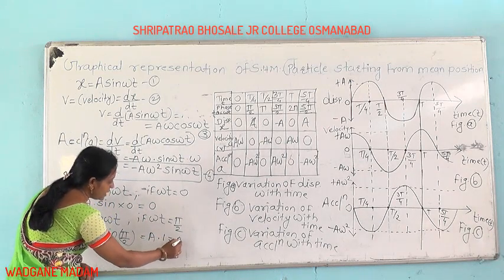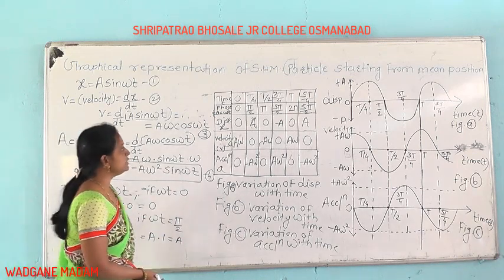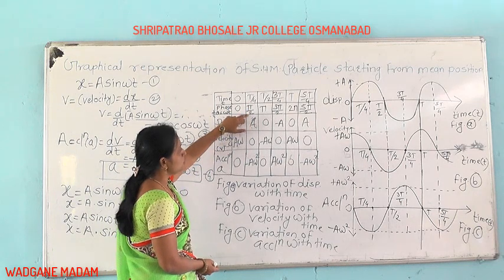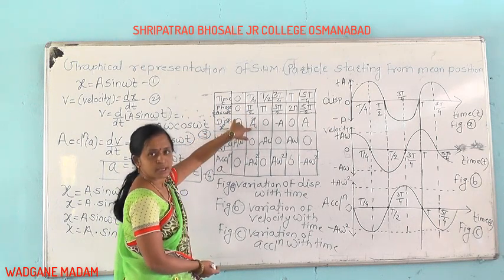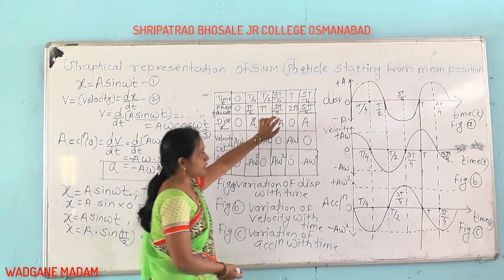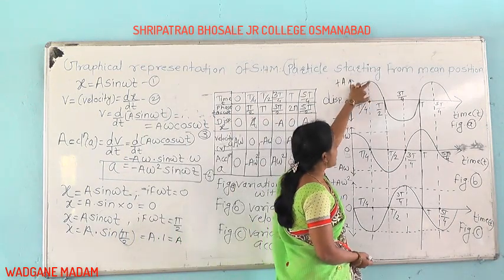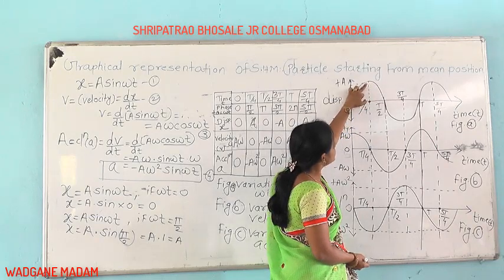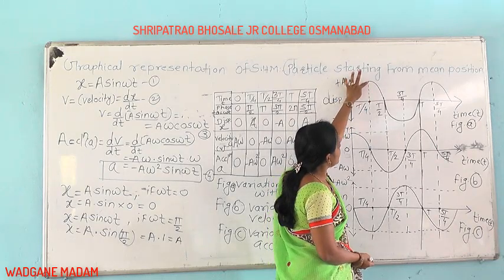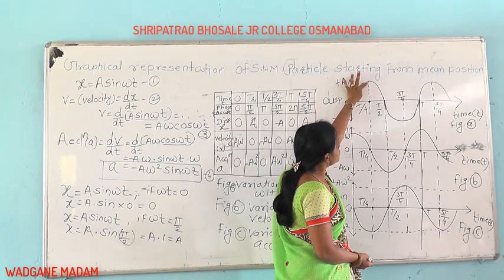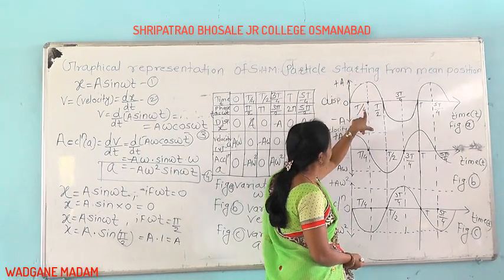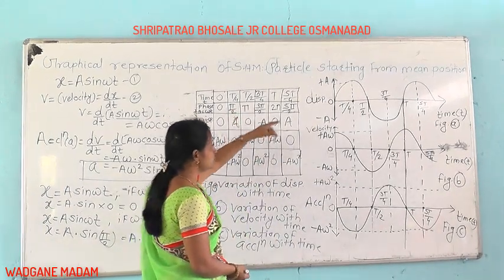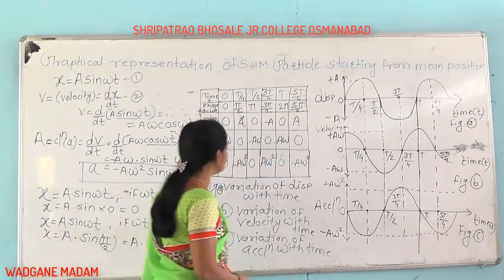We get x is equal to a. Therefore, at the corresponding time interval T by 4 and phase pi by 2, the displacement is a. At that time, the particle is at the maximum position. We can see in this figure that the particle is at the extreme position at the time interval T by 4 and phase pi by 2. When the particle is at 0 position, then it is at 0 position.